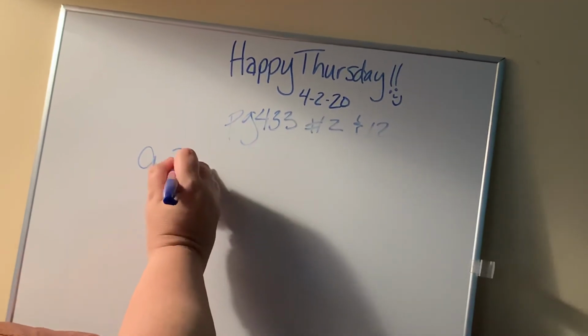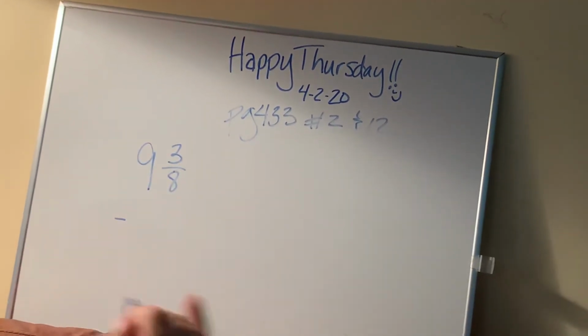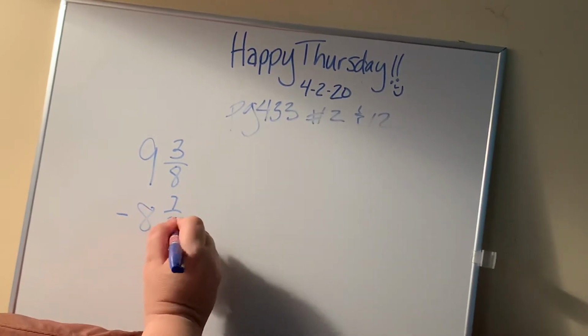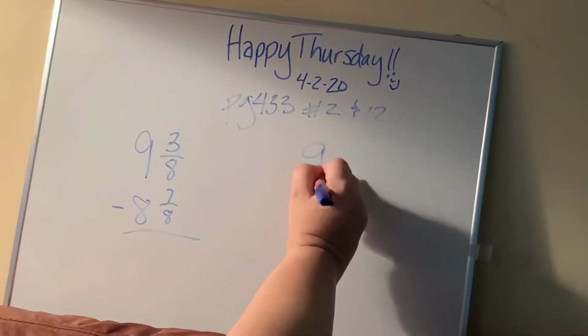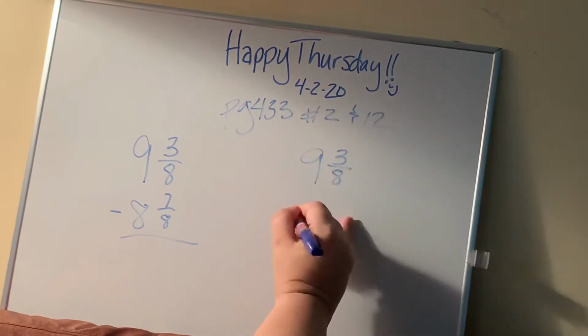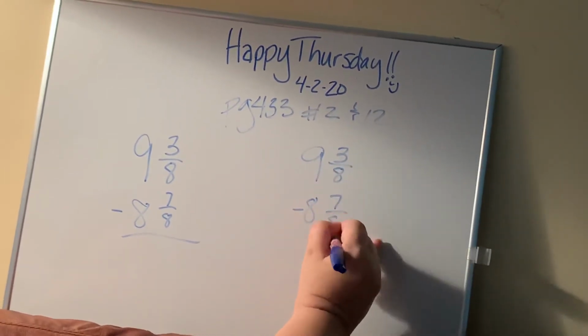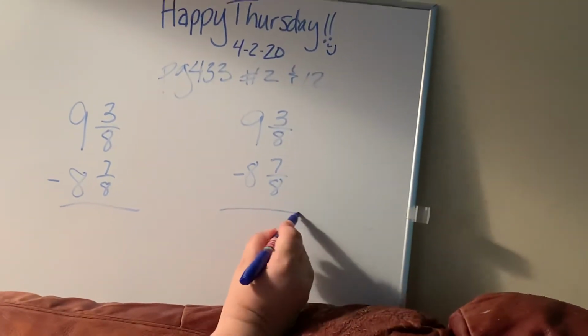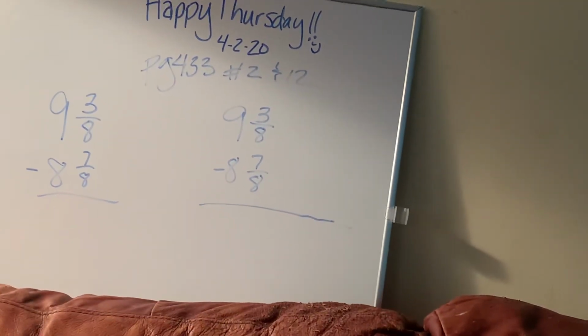All right, so let's go ahead and try number 4, because this is another one that y'all did already. 9 3/8. And we are going to subtract 8 7/8. Okay? 9 3/8 minus 8 7/8. We're going to do it both ways. I'm sorry, my marker seems to be running out a little bit, so hopefully it'll last for this last one.